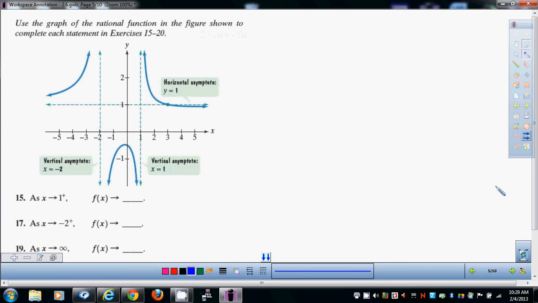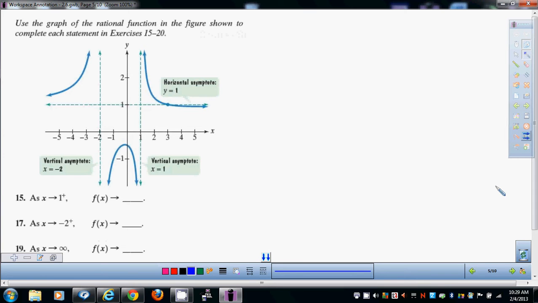Very good. +1 from the right-hand side, which is what the plus indicates, means it's shooting up toward +infinity. What about -2 from the right-hand side? Clint. -2 from the right-hand side. That's exactly what it would be. Here's -2 from the right-hand side, -infinity.